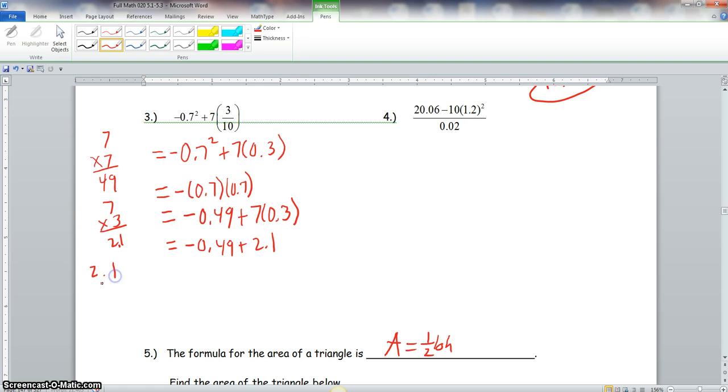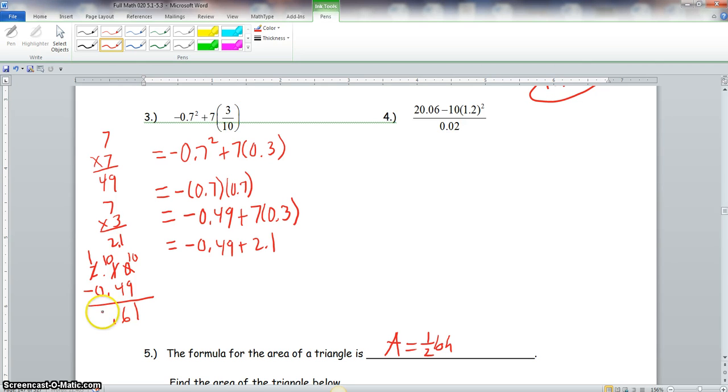We will have 2.1 minus 0.49. We will add a 0 here. Now we know we cannot subtract 9 from 0, so we'll borrow 1 from this 1, which will make this 0, and this 0 will become 10. 10 minus 9 is 1. We cannot subtract 4 from 0, so we'll borrow 1 from this 2, and this 0 will become 10. 10 minus 4 is 6.